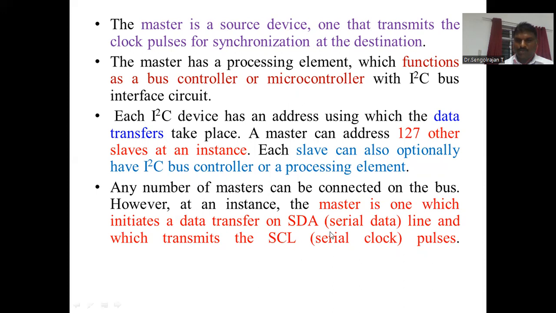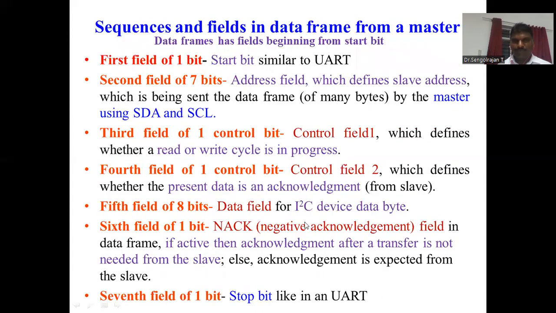Okay, so a master is one which initiates a data transfer on a serial data line. Hence, a master is one which initiates a data transfer on the SDA line, that is the serial data line, and which transmits the SCL serial clock pulses. So a master can be defined as one which initiates data transfer on the serial data line, that is the SDA line, and which transmits the SCL serial clock pulses.